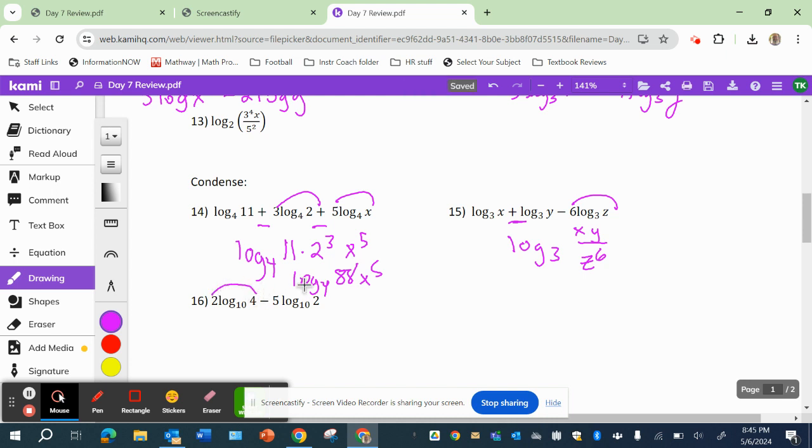Exponent, exponent. So log base 10, 4 squared, minus log base 10, 2 to the fifth. So log base 10 of 4 squared over 2 to the fifth. So log base 10 of 16 over 32. So 1/2. I think you had that as 2.